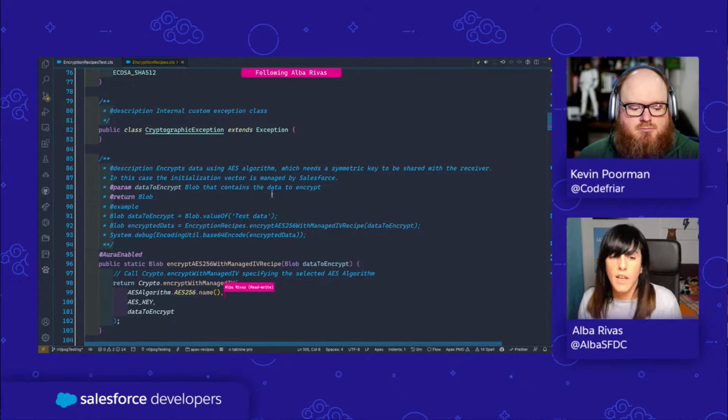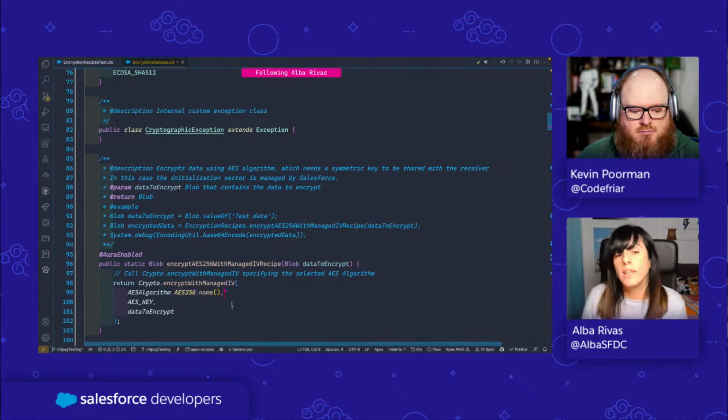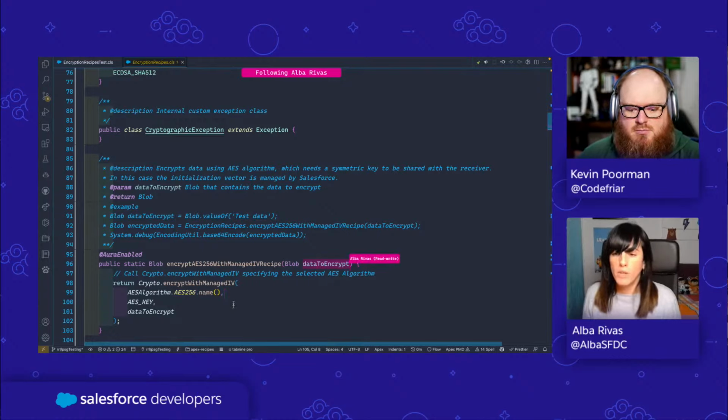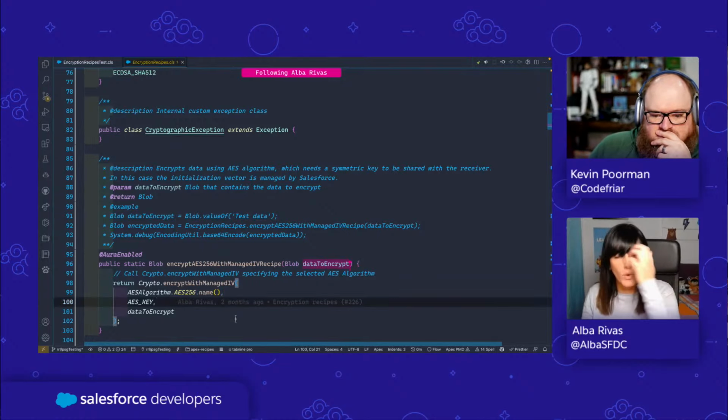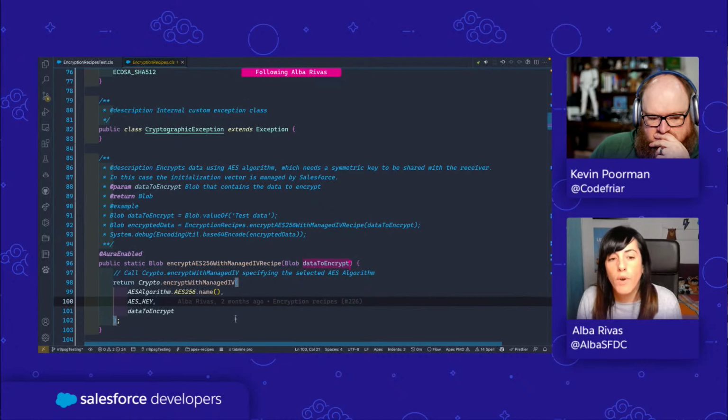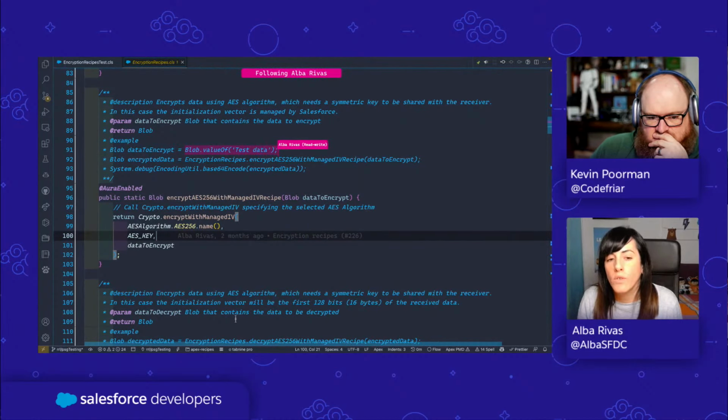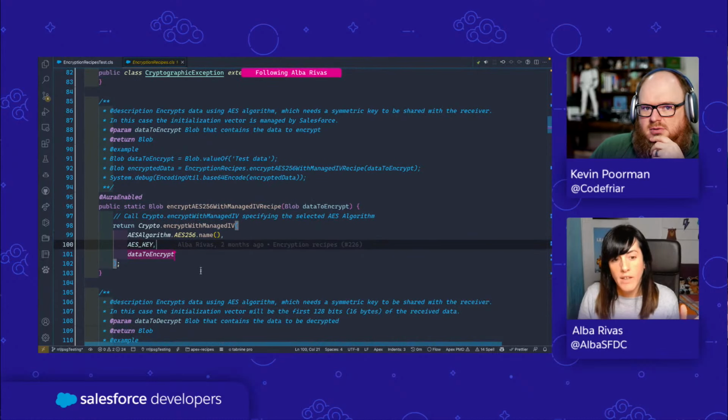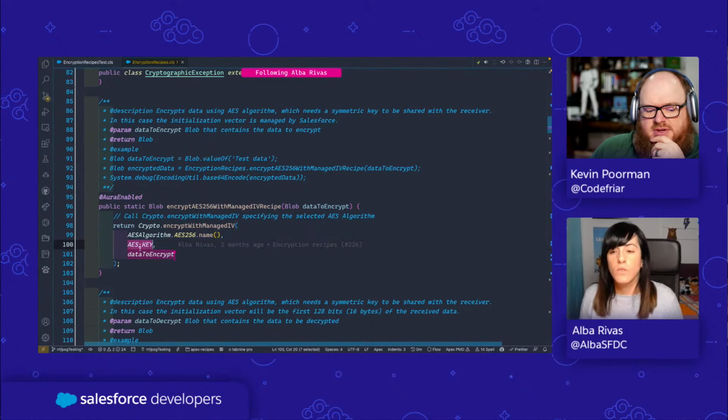Yes, exactly. So basically, these algorithms always receive a blob because they receive binary data. If you want to transform, for instance, from a string to a blob value, you can do something like this, Blob.valueOf, to transform the data. And then we pass the data to the Crypto class method. Now just that, right? Yeah, and you also have a constant in here for the AES key.